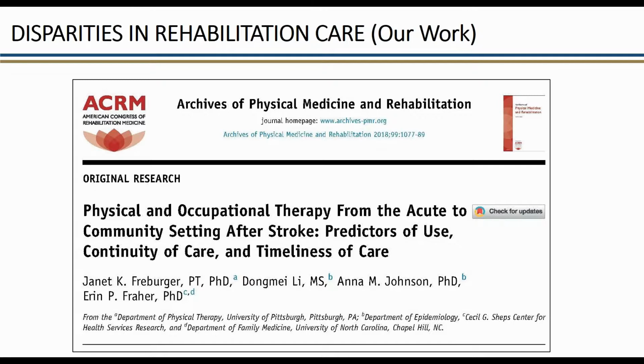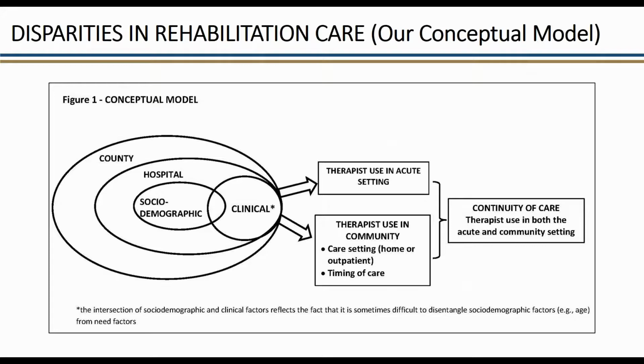I wanted to talk more specifically about what we know about disparities in rehabilitation care. Relative to other areas, this has been less investigated, although we're starting to see more work coming up in the literature. We actually explored this, looking at physical therapy after stroke from the acute to the community setting. This is published work if you're interested in looking at it in more detail. So what we did was we looked at Medicare data, and we looked at people who were admitted to the hospital for a stroke, and then we followed them over time to see what happened after they left the hospital and went home, and how much rehab they did or didn't get.